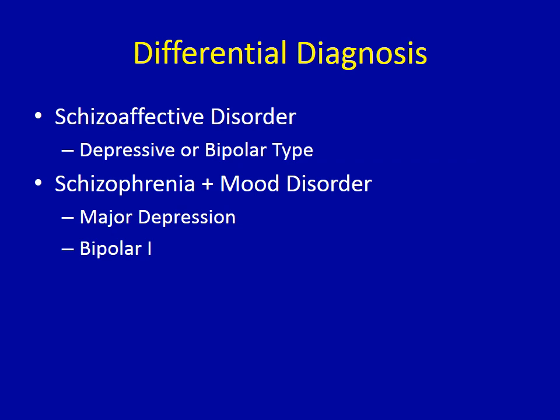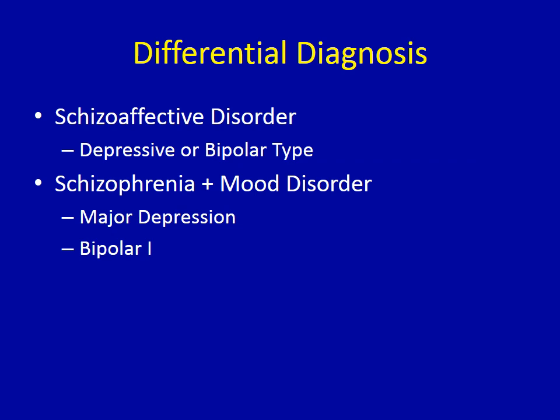We could contrast this with an individual where you might give a diagnosis of 2 separate disorders. So you might give a diagnosis of schizophrenia plus a diagnosis of major depression, or you might give a diagnosis of schizophrenia plus bipolar disorder. And typically that would be bipolar disorder type 1, because if an individual is experiencing psychotic symptoms, that automatically means that we're going to consider it mania instead of hypomania.